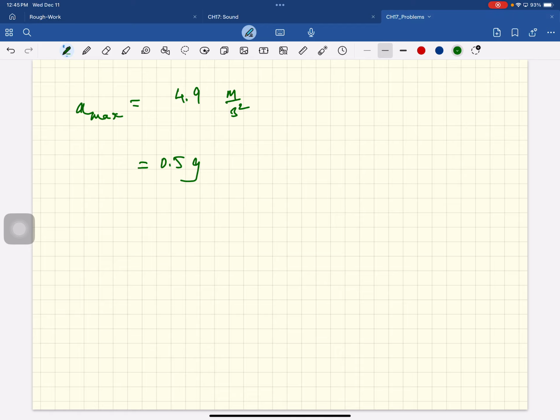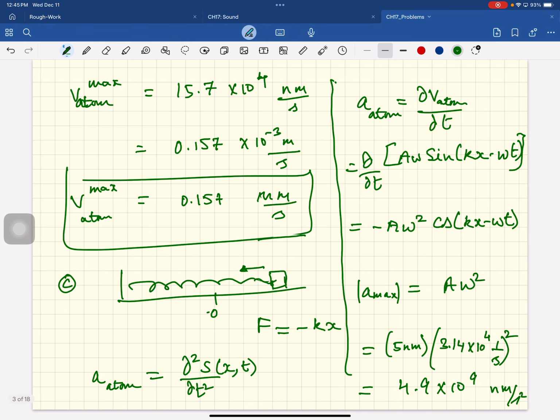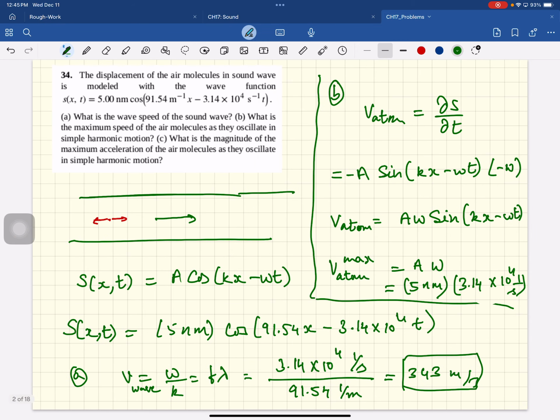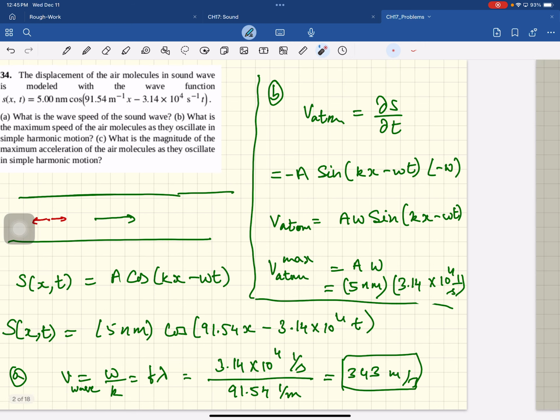All right, that's what's going on in this problem. What the problem was about was that from the waveform, you can get all kinds of information. You can get the velocity of the atoms, you can get the velocity of the wave, and so on. That was the point of the problem.